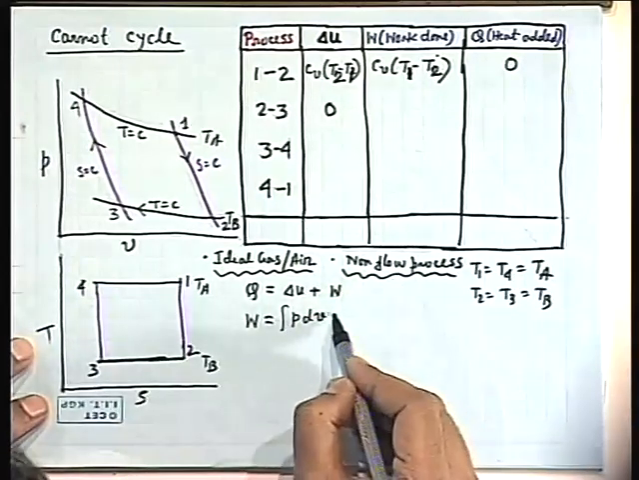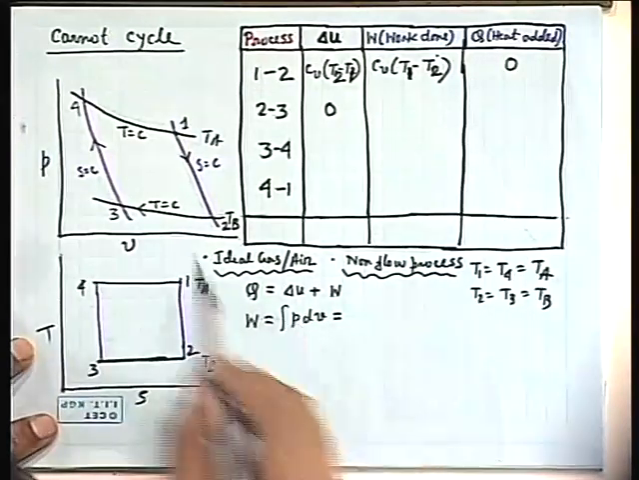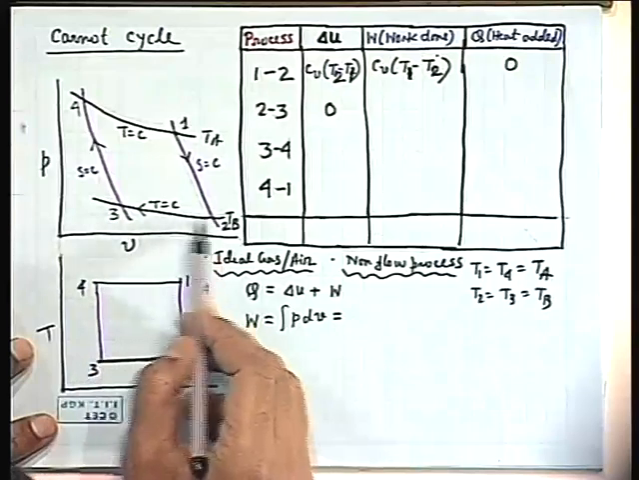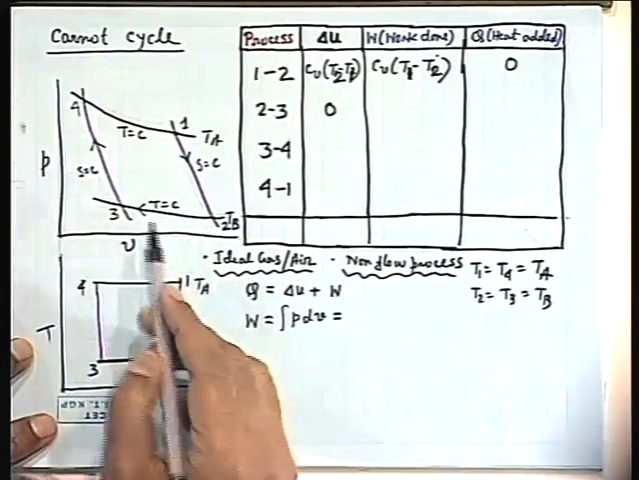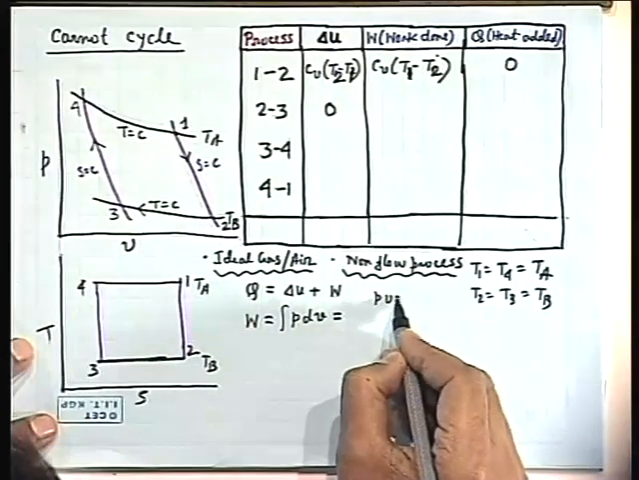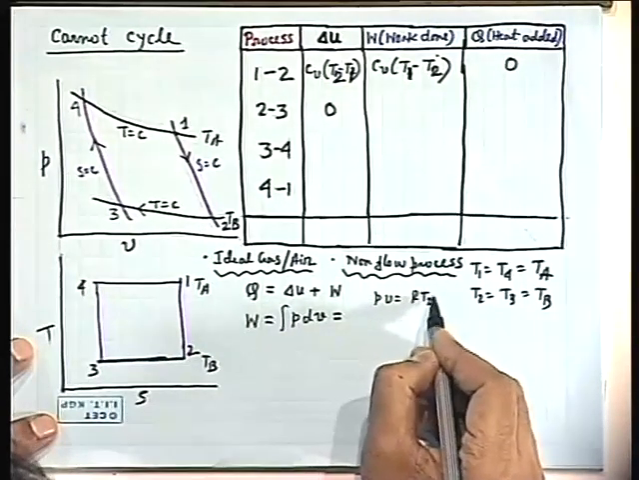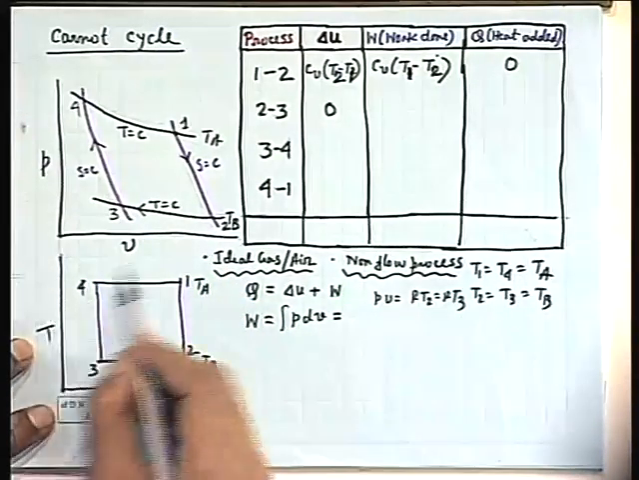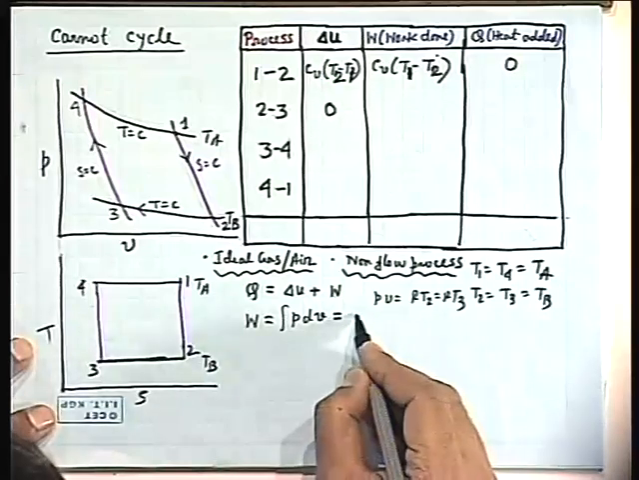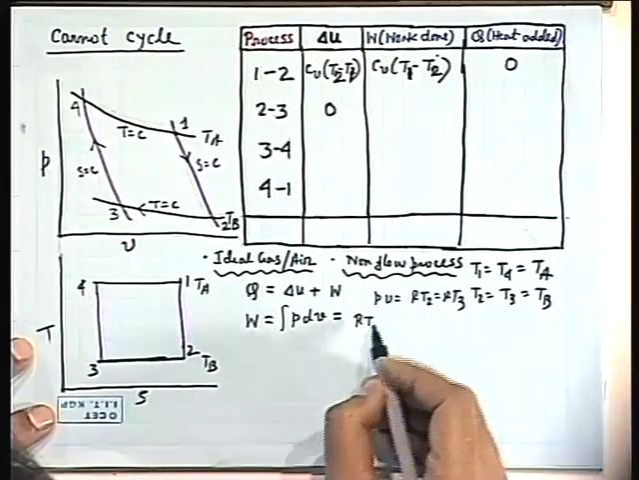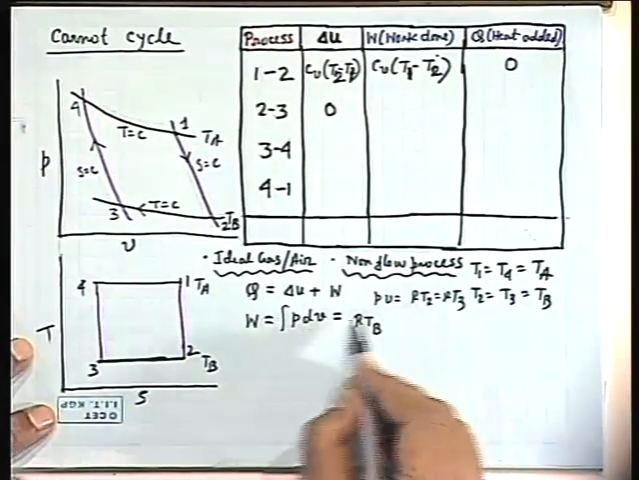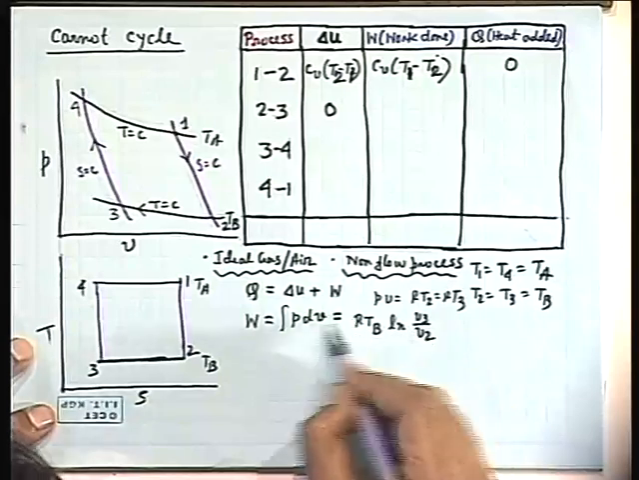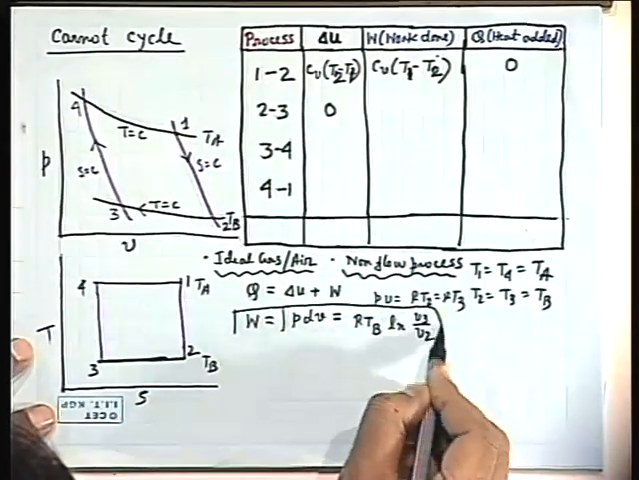Alright. Now, if you evaluate PdV, you see that PV is equal to RT2 or RT3, because this is the same. That means during this process temperature remains constant from 2 to 3, which is TB. That means I can write P equals RTB by V. That means this will be RTB ln V3 by V2. So this is the work done. Clear?